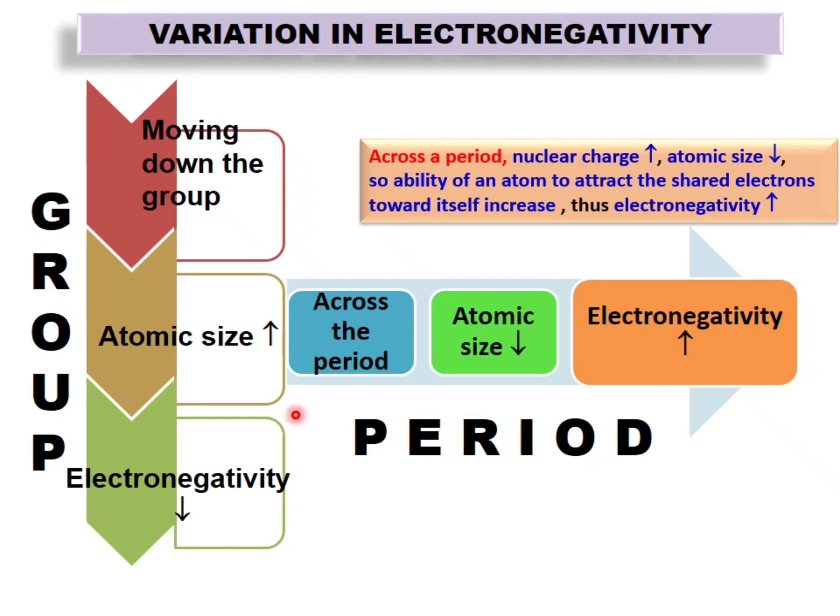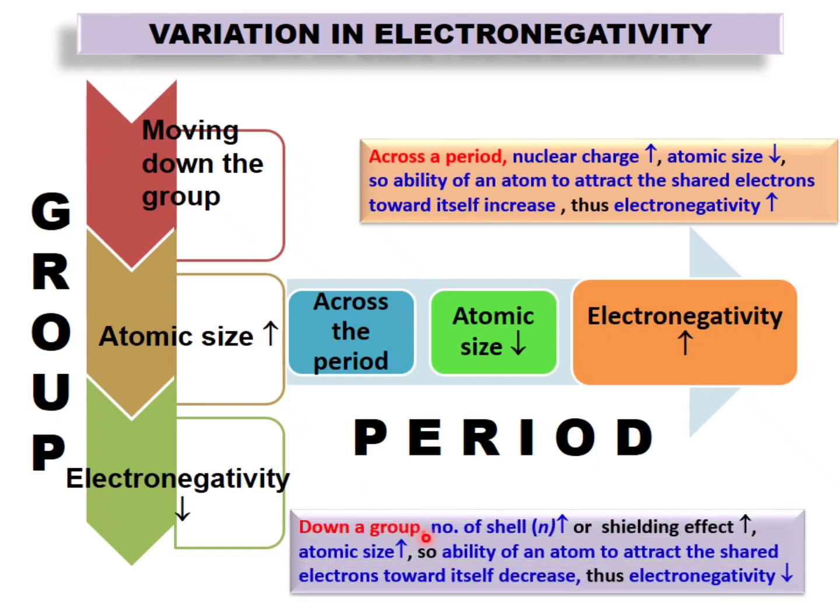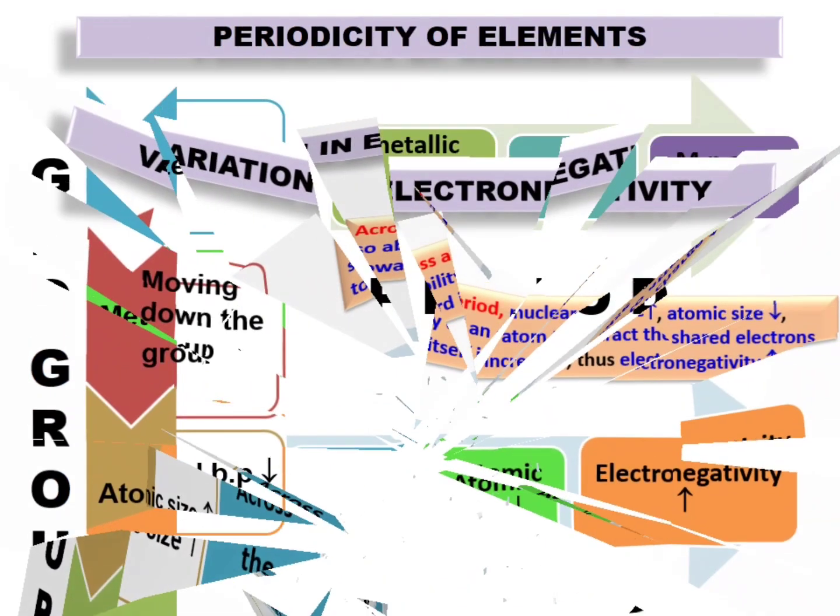But for group, okay, kalau down a group, number of shell will increase. So shielding effect higher, increase. So atomic size increase, so ability of atom to attract the shared electron will decrease. So sebab bila size semakin besar, okay, kekuatan nukleus semakin lemah. So bila kekuatan nukleus semakin lemah, so agak sukar untuk nukleus untuk terima elektron daripada other atom. So that's why electronegativity will decrease.